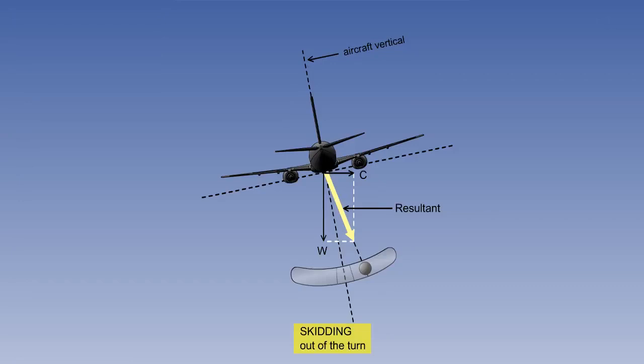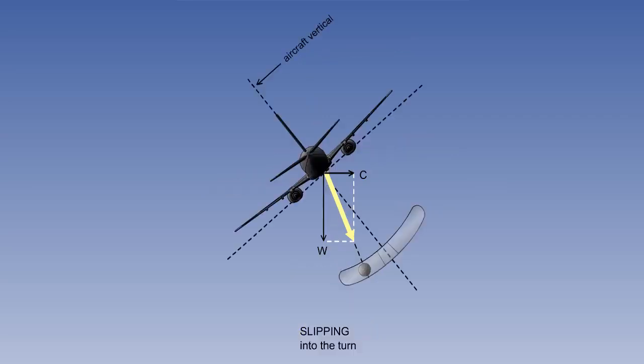Let us suppose now that the angle of bank is too great for the rate of turn. The aircraft will slip into the turn, and the indication on the slip indicator will be that the ball has been displaced away from the aircraft vertical, this time towards the center of the turn. We can say, therefore, that a slipping turn results from too much bank, and the ball will appear to move in the same direction as the turn.